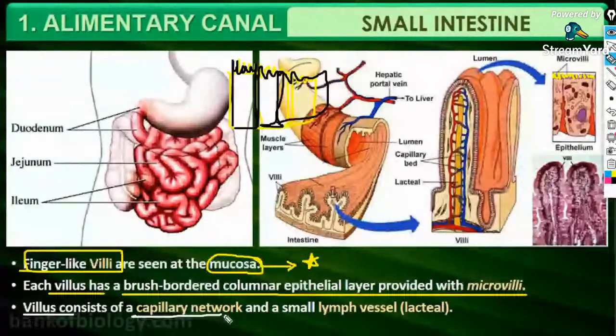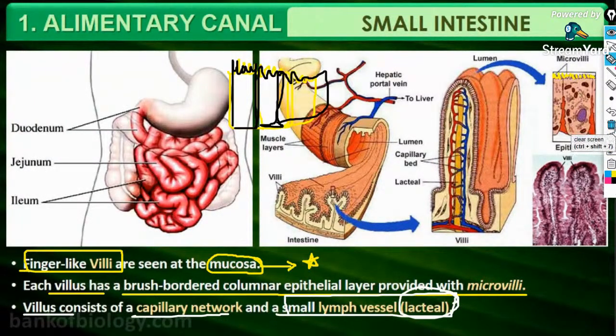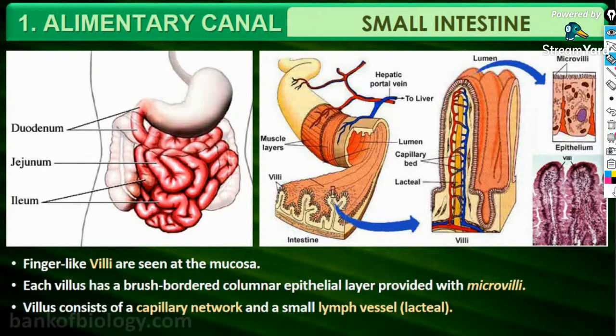Villus consists of a capillary network and a small lymph vessel which is called the lacteal. Okay guys, this also you have to study: the lymph vessel inside the villi, you will call them as the lacteal. So what are the different points which I told you to remember over here?